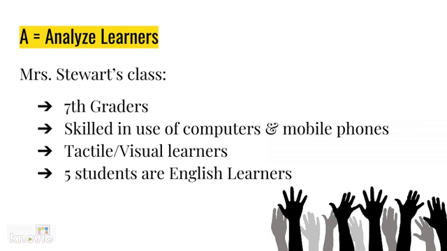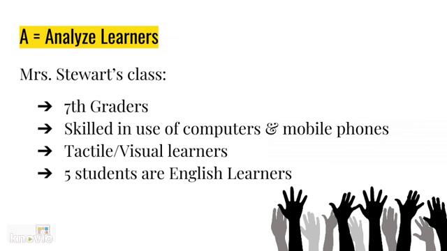Hello, today we will be covering the Assure model for Group 6. For analyzing learners, Ms. Stewart's class is made up of 7th graders. They are skilled in the use of computers and mobile phones, but they don't necessarily know about copyright issues. They are mostly tactile and visual learners, and we have 5 students that are English learners.